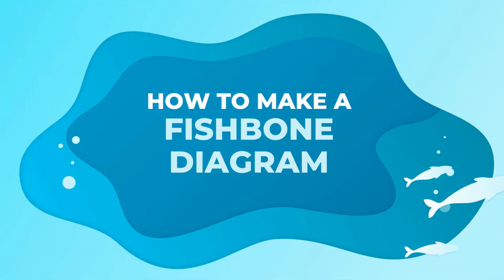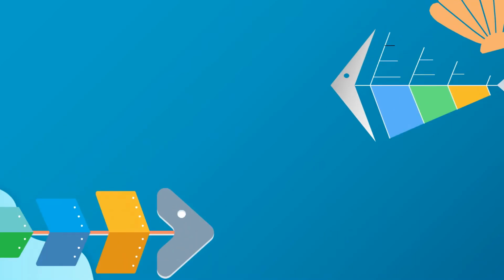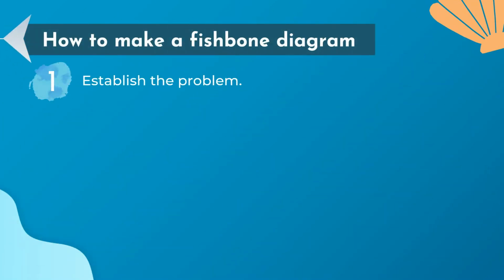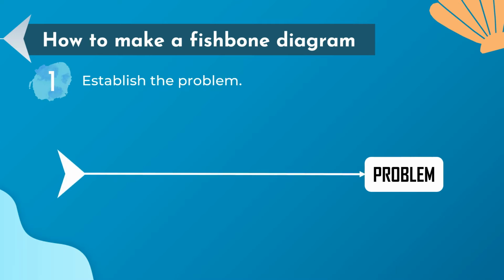So how do you make a fishbone diagram? It is a four-step process and making one is really simple. First, establish the problem. It should be clear and simply defined. We will write this inside the head of the fishbone, then draw an arrow from the tail leading into the head of the backbone. The problem should be SMART or specific, measurable, achievable, relevant, and time-bound.